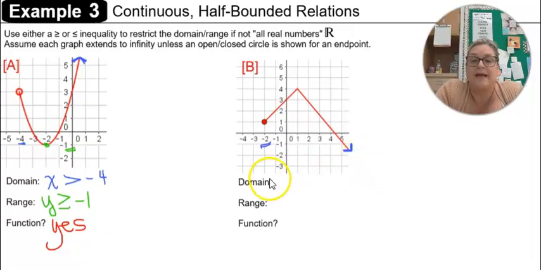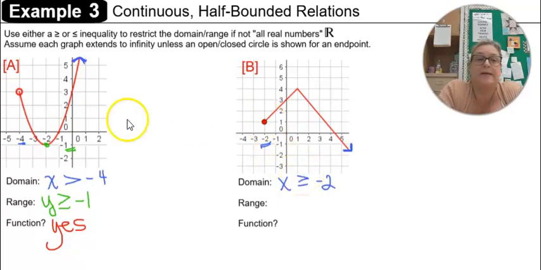So since domain is x's, we're staying focused on the x's that are possible for this graph. The lowest possible x is -2. And there is no highest, right? x is going to keep on growing. So the x's must be greater than or equal to that -2, that lower bound. We use the equals because it's a closed circle. So this is inclusive at that endpoint.